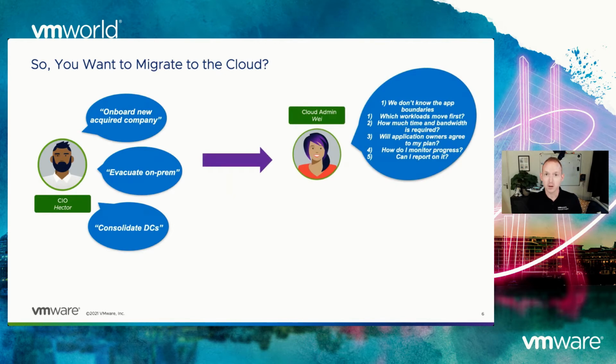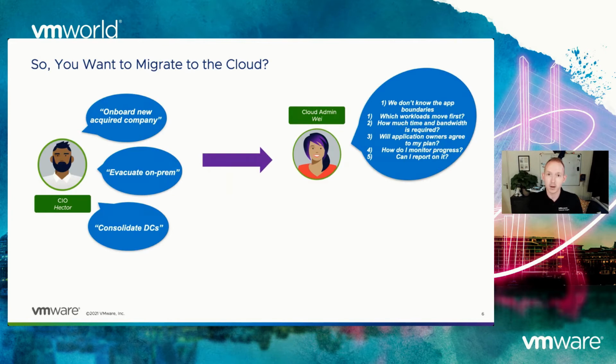So the CIO hands that task over to the cloud admin, Wei, and Wei is left with a bunch of questions. So we don't know what kind of applications are running in the environment. I mean, the CMDB might be up to date, I don't know. They also don't have a clue what type of workloads, what type of requirements, what type of performance those workloads have currently, and what they need from each other. So the dependencies between those applications are not clear.